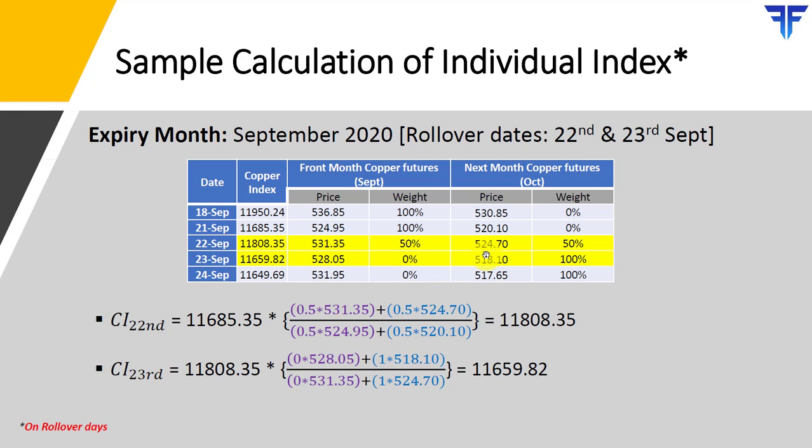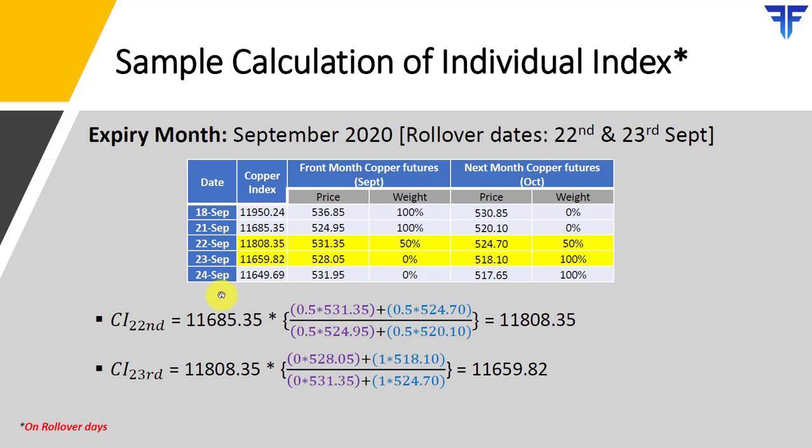Let us understand how to apply the formula using a real example. Let us again take the example of copper. But instead of October, let us talk about the September 2020 contract. In this case, because we are talking about the September 2020 contract, September is the front month contract while October is the next month contract. For the month of September, the rollover dates were 22nd and 23rd, as shown using the highlighted yellow region in the table.